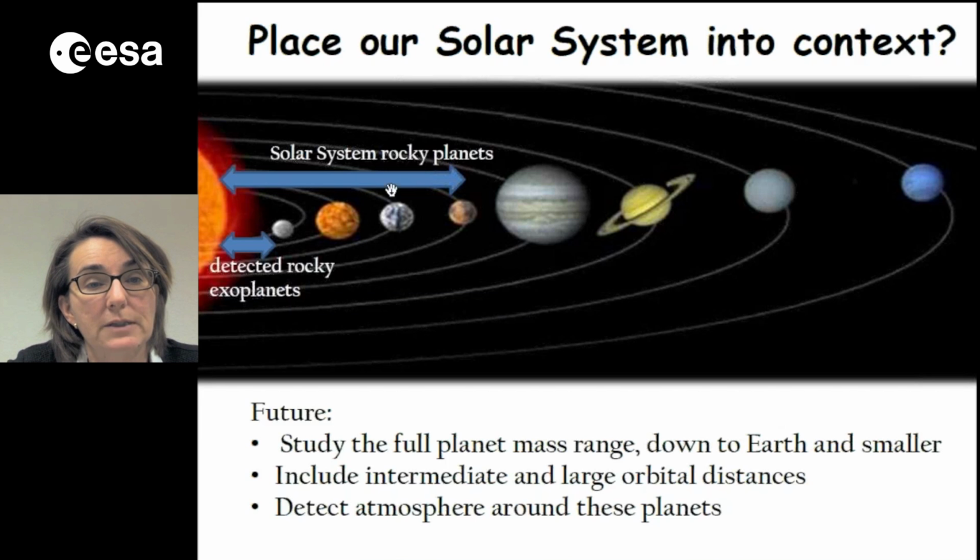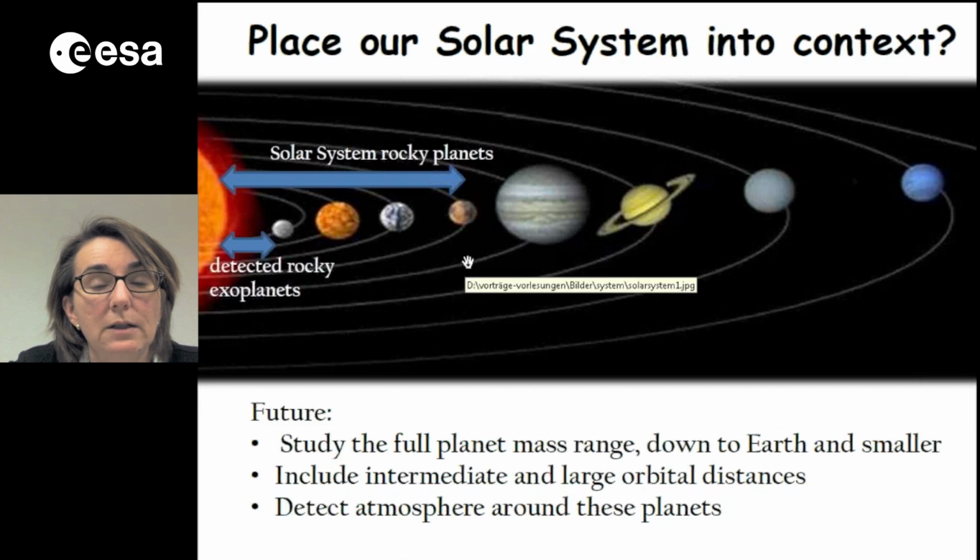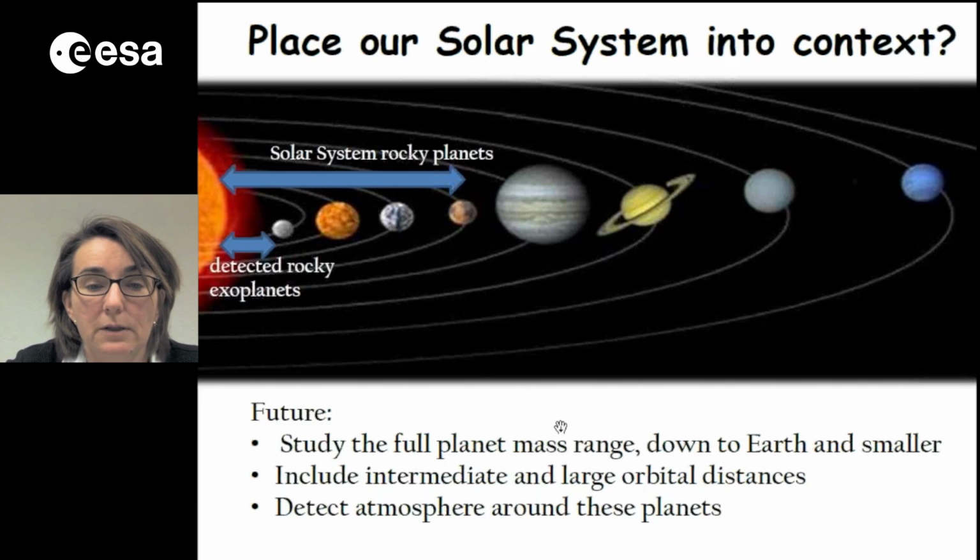The distance range where we see rocky planets in our solar system is up here. It's going up to the orbit of Mars. And this distance range is so far completely unexplored for solar-like planets. So there's a lot of work for us to do in the future.